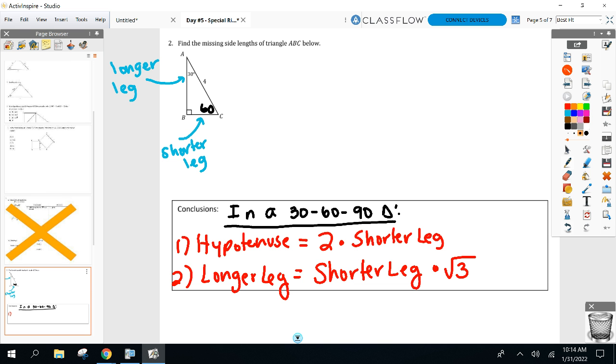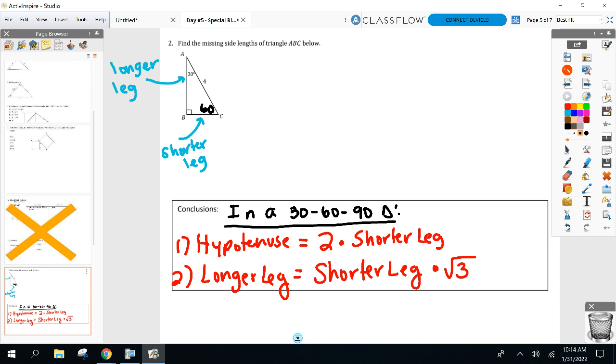So those are your rules. Hypotenuse is 2 times the shorter leg. Longer leg is shorter leg times radical 3. We all good? Are you ready to practice? Simple, simple, simple, tough, tough, tough. That's the order of the problems here. Go back to number 2. Let's go back to number 2, because we still have to find the other 2 legs.